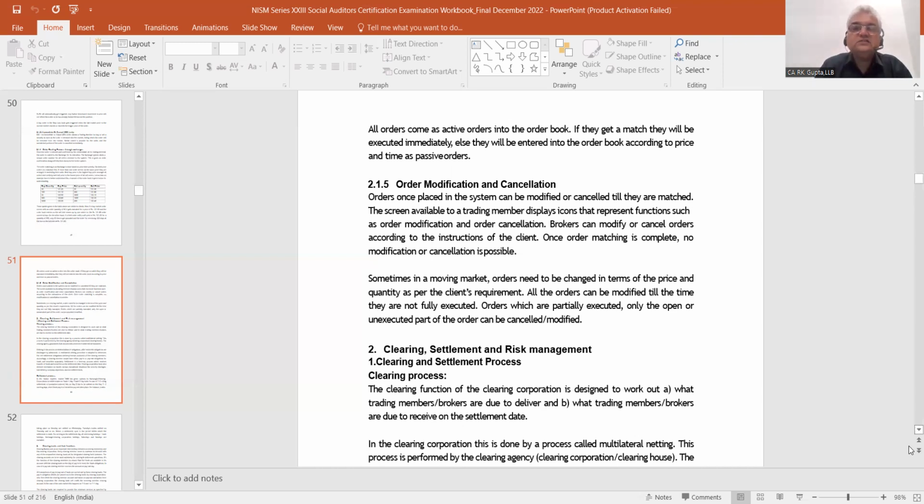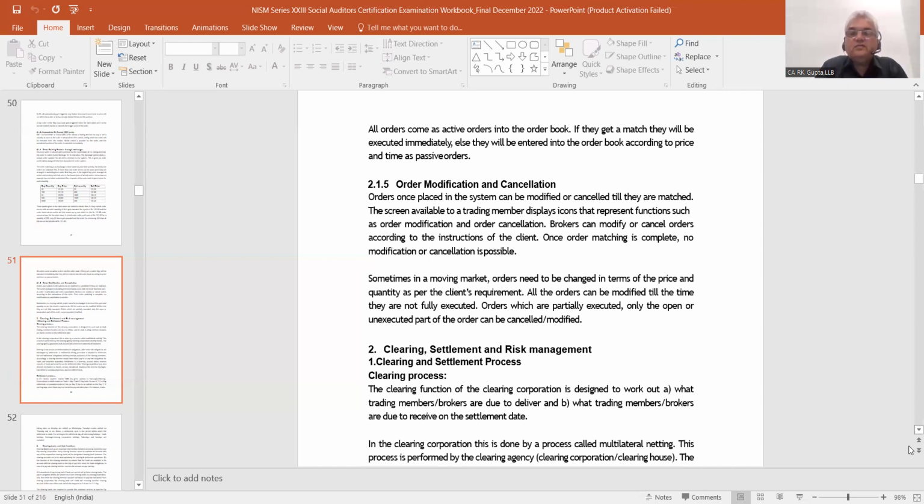So once order matching is complete, no modification or cancellation is possible because that matching has already been done. So modification or cancellation can be done only before the order is matched or the matching is not complete. So once order matching is complete, no modification or cancellation is possible.